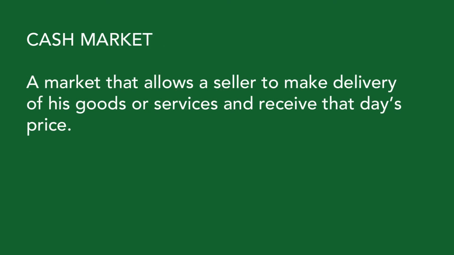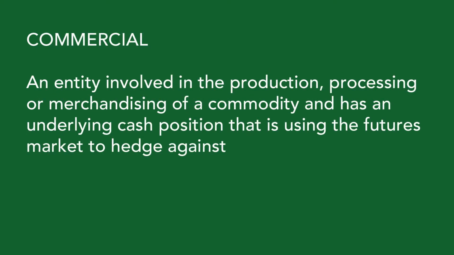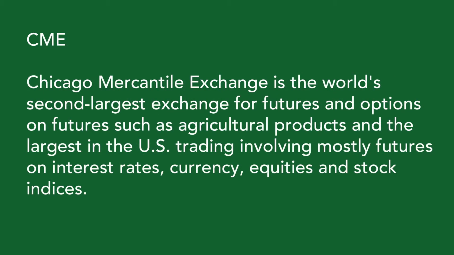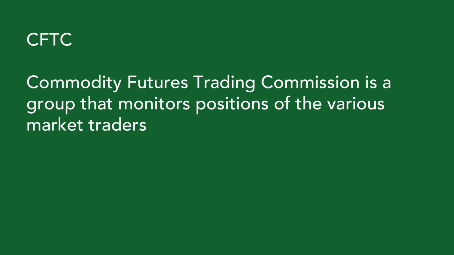Cash market: a market that allows the seller to make a delivery of his goods or services and receive that day's price. Commercial: an entity involved in the production, processing, or merchandising of a commodity and has an underlying cash position that is using the futures market to hedge against, for example, a grain elevator or an ethanol company. CME, Chicago Mercantile Exchange, is the world's second largest exchange for futures and options, such as agriculture products, and the largest in the U.S., trading involving mostly futures on interest rates, currencies, equities, stock indices. CFTC, Commodity Futures Trading Commission, is a group that monitors positions of the various market traders like the speculators, or there's the index funds or managed money.